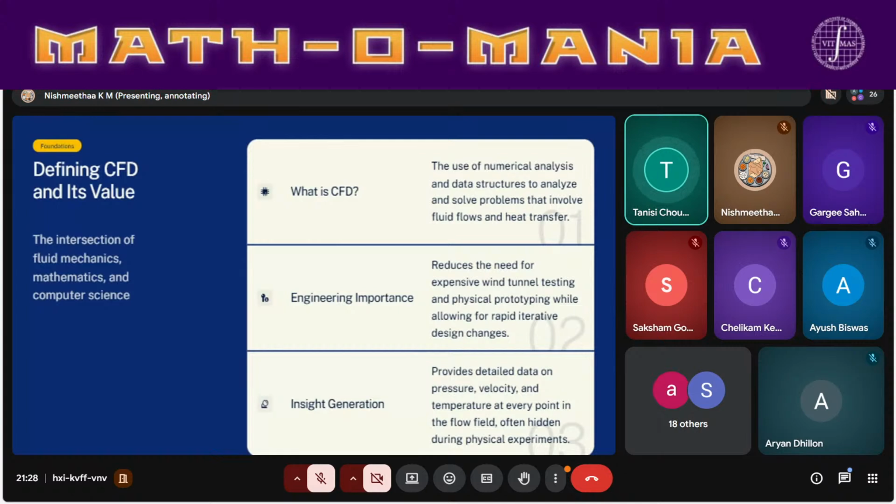The basic insight that you get after all this is analysis of your pressure, velocity, and temperature at every point. In a physical experiment, you cannot measure all of this together. You have to take all these parameters separately to get the result, and then you have to minimize the error that comes.